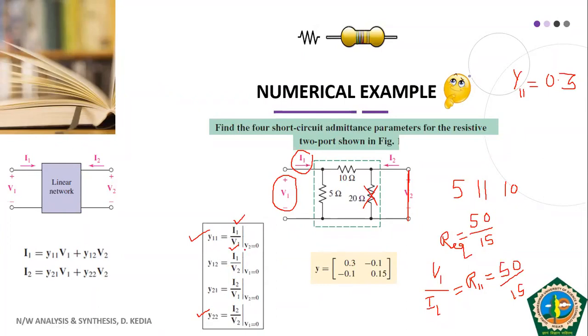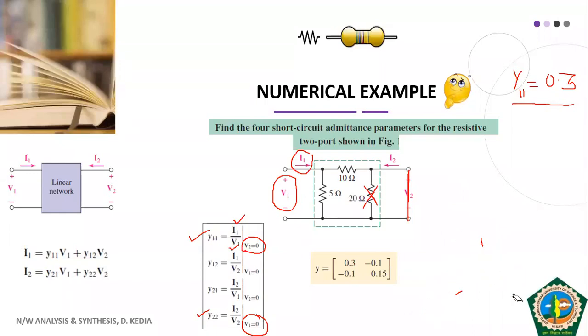change here. That thing has to be calculated by imposing these conditions, V2 equal to 0 and V1 equal to 0. This you cannot change. Okay, so we have calculated your input admittance Y11 equal to 0.3. Now let us find out output admittance. So output admittance is Y22. So for this, what we need, so for output admittance, we need to make V1 as 0.